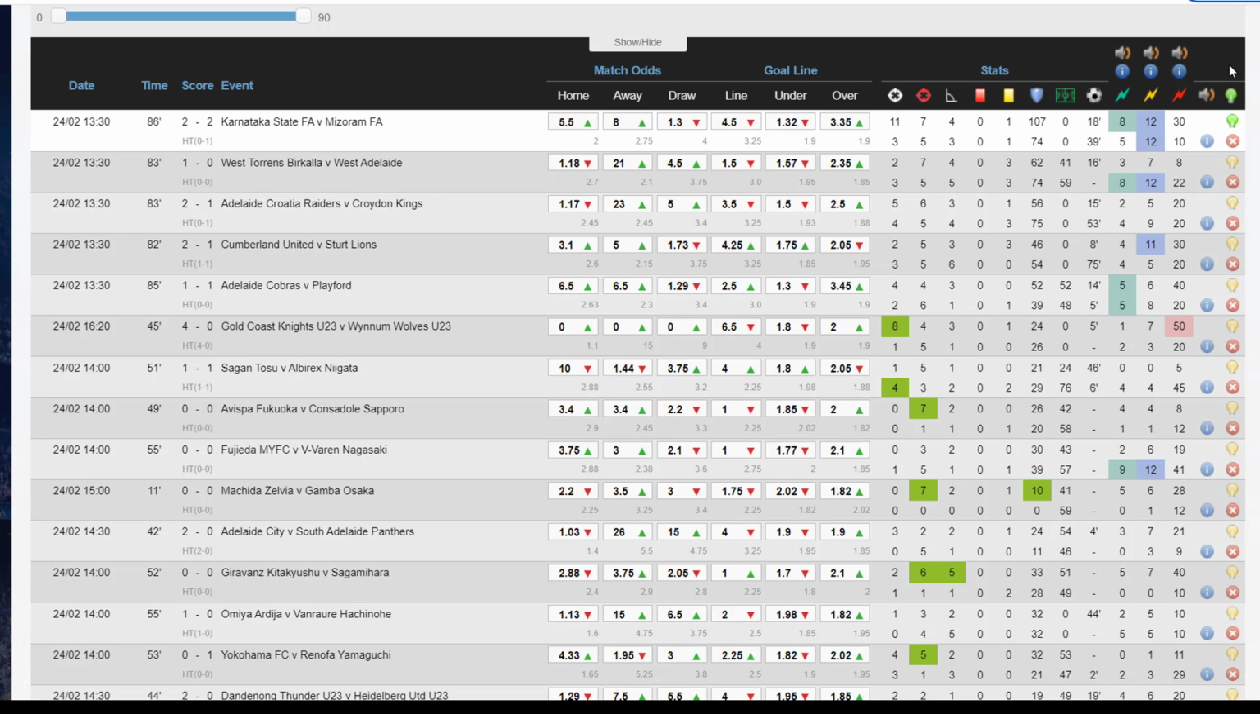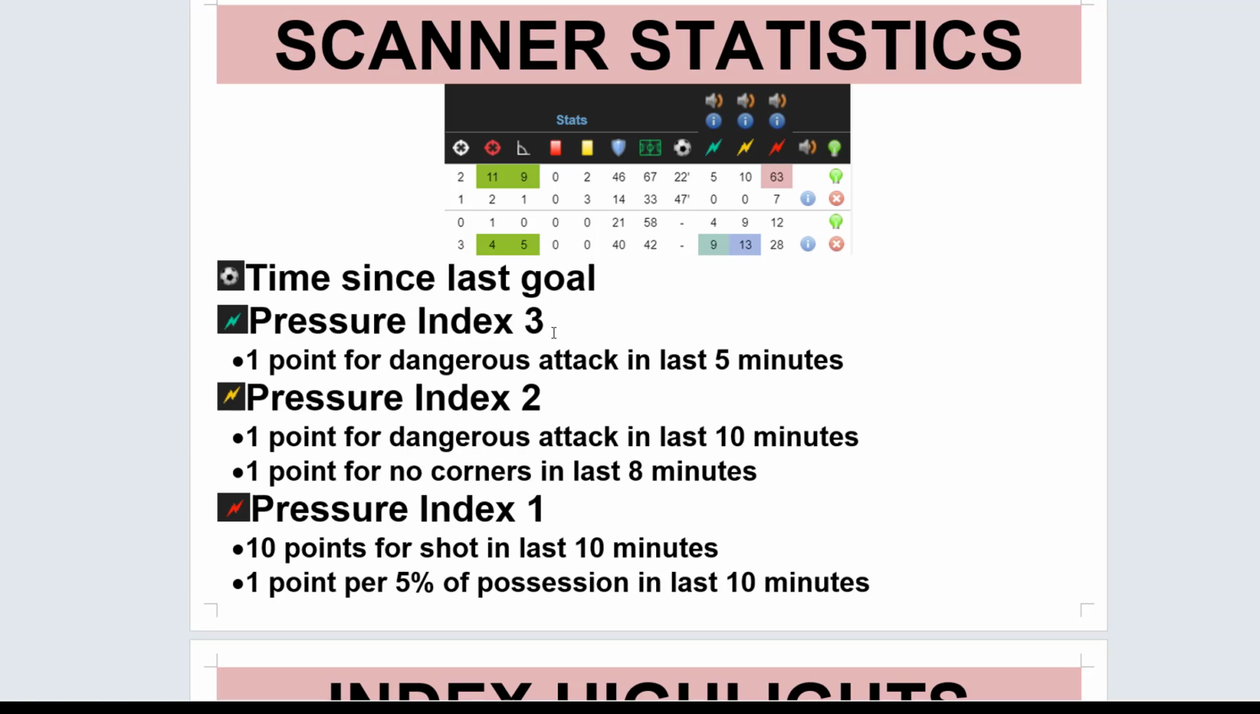One thing I am very interested in with Inplaytrading are their indexes that they have, these three pressure indexes. The green one is pressure index 3, and what they do here is they only look at the data for the last 5 minutes, and they give 1 point for each dangerous attack. So in this screenshot here, we can see the home team has had 46 dangerous attacks during the game, but in the last 5 minutes, 5 dangerous attacks. And when we're thinking about getting involved in an in-play match, we may be more concerned with what has happened in the last 5 to 10 minutes rather than in the entire game.